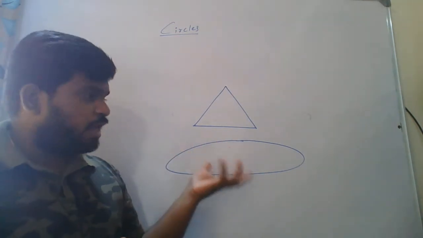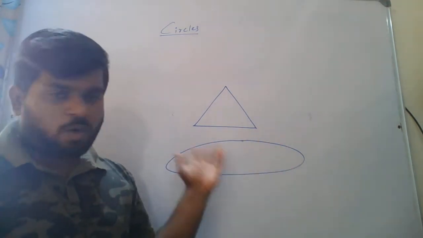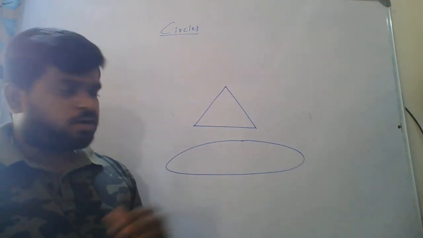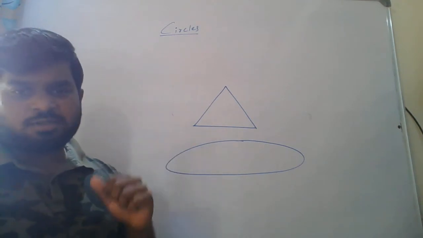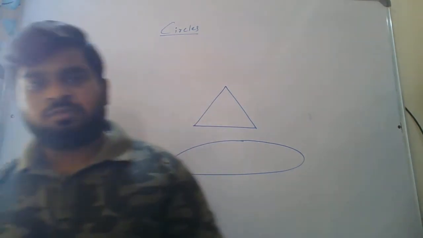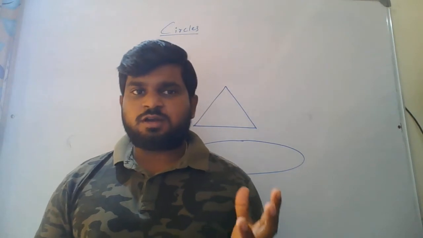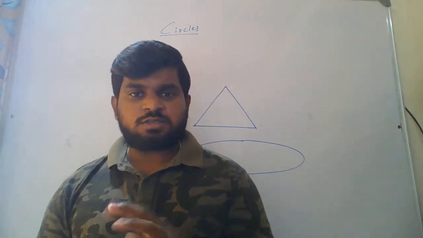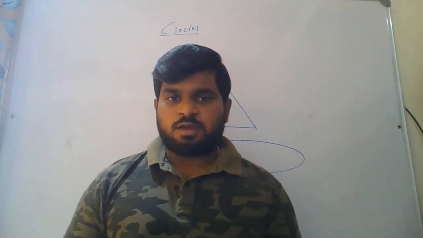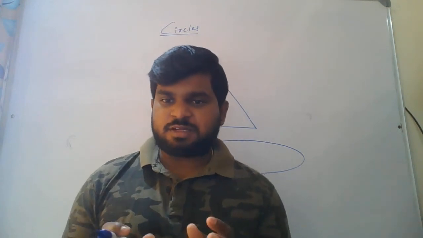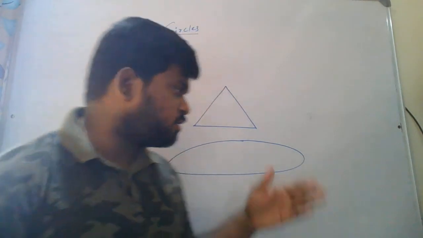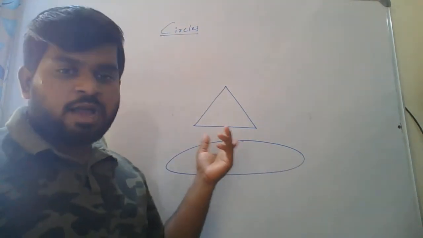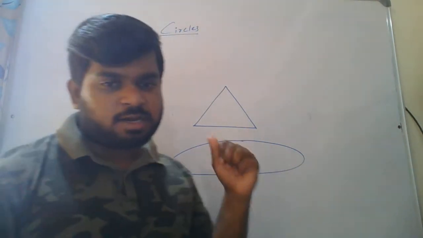In fact, in higher classes, you also get to know what type of figure it is, called an ellipse. This is not a circle. So a closed figure with no edges is not a circle actually. Most of the time, this is the definition that we use: a circle is a closed figure with no edges. But this is a closed figure with no edges, and we don't call it a circle.